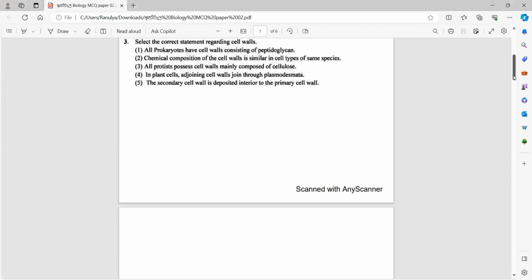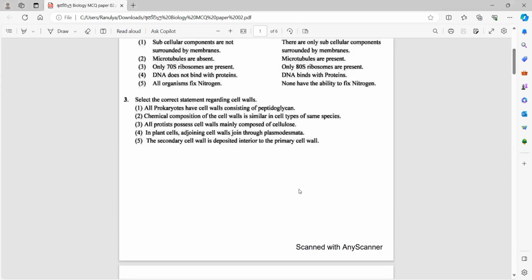Question number 3. Select the correct statement regarding cell walls. All prokaryotes have cell walls consisting of peptidoglycan. Here they are asking for the correct statement. The first statement is incorrect, not all prokaryotes. Peptidoglycan is present in the cell wall of bacteria, not in all prokaryotes. Then the second one, the chemical composition of the cell walls is similar in the cell types of the same species.